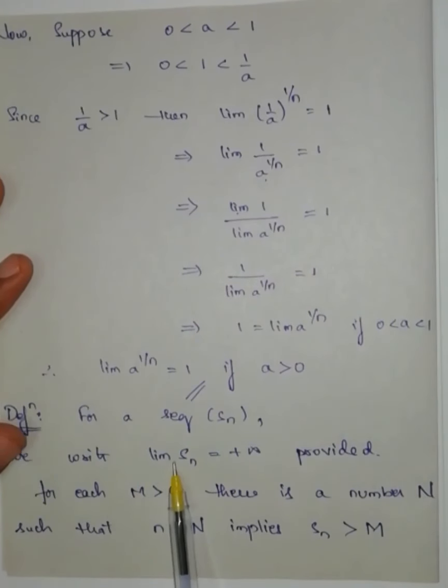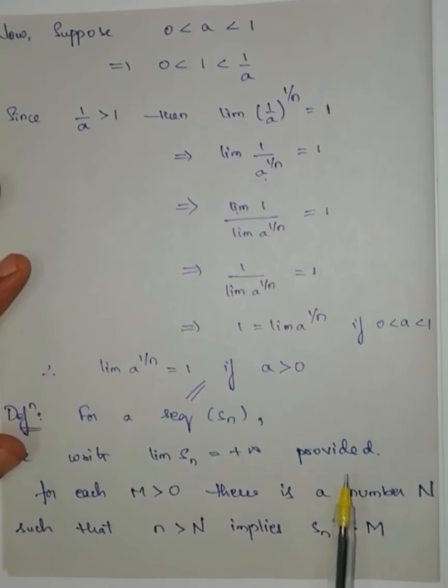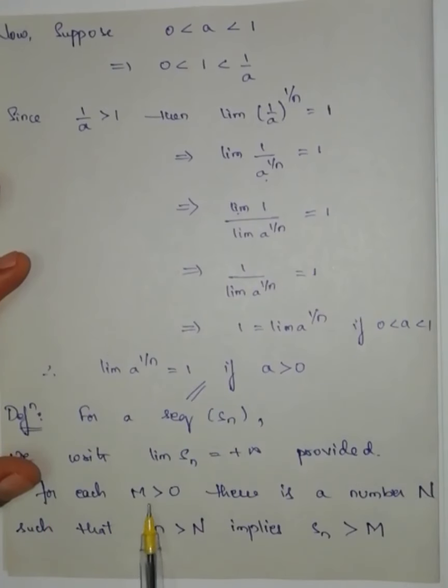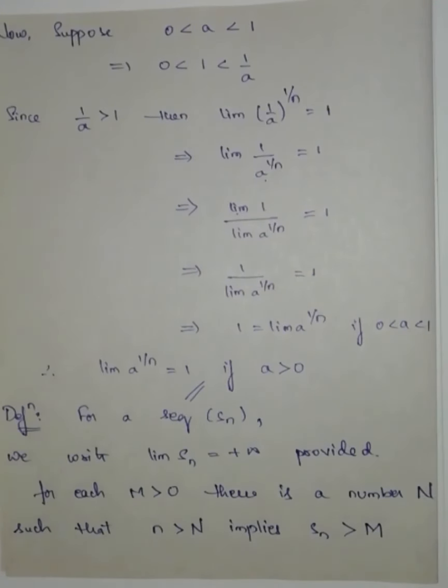Means we write limit Sn is equal to plus infinity provided, for each capital M greater than 0. If I take any real number which is greater than 0, you can take the smallest positive real number, or the largest real number, you can take 1000, 10,000, 1 lakh also. For each and every real number, there should be a number capital N such that after capital N, if I take any term Sn, that term should be greater than capital M.